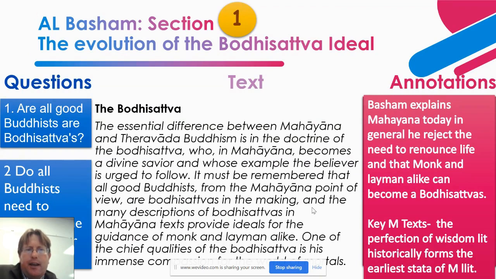It says in the text, in Mahayana becomes a divine savior whose example the believer is urged to follow. Well, what example? Basham explains that Mahayana today in general reject the need to renounce life, and that monks and laymen alike can become bodhisattvas. It's not the same for Theravada. The key Mahayana texts, the earliest texts in the collection called the Perfection of Wisdom literature, historically formed the very earliest strata of Mahayana literature. And in those texts, they provide guidance for monks and laymen alike.